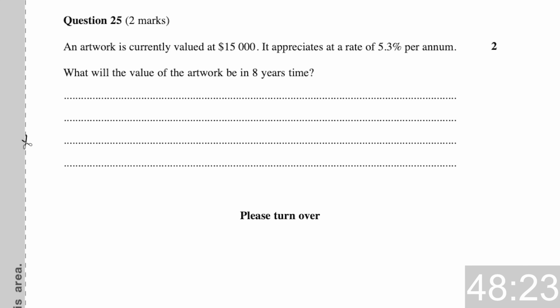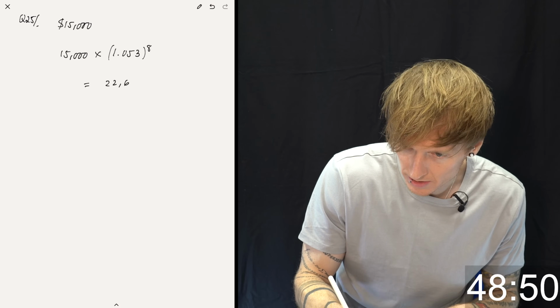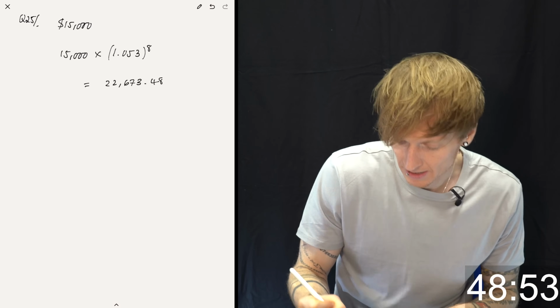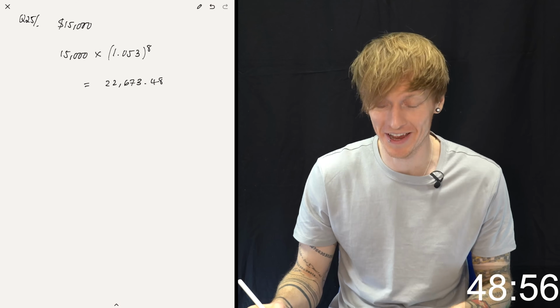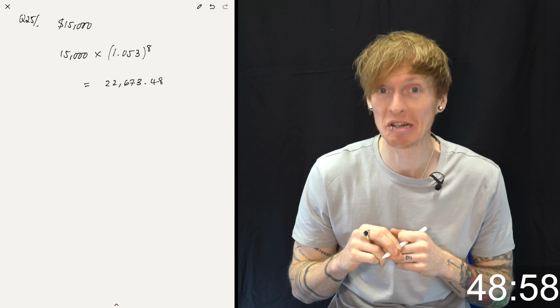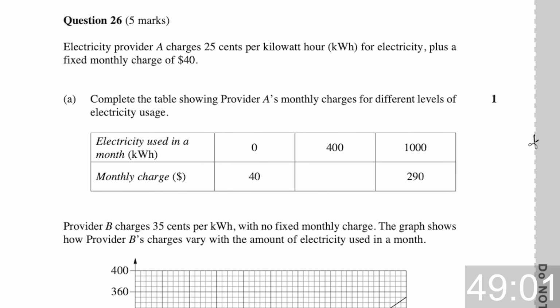Not doing that one in my head. So 15,000 times 1.053 to the power 8. Yes, I think that's right. 1.053 to the power 8. Yes, and that reckons it's 22,673.48. That is a nice tidy profit over those 8 years. Cool. All right.